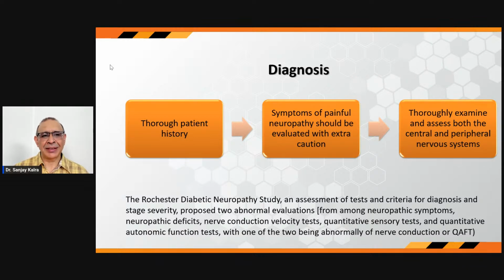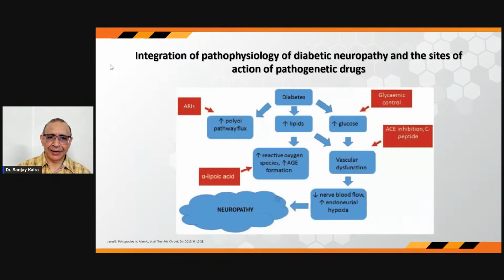So, therefore, we must take a good history, and each and every symptom related to pain should be evaluated with extra caution. Not only the peripheral nervous system, but also the central nervous system should be evaluated. Some people may have radiculopathy. And then don't forget the other aspects of the Moen syndrome, MOA, muscle osteoarthro.